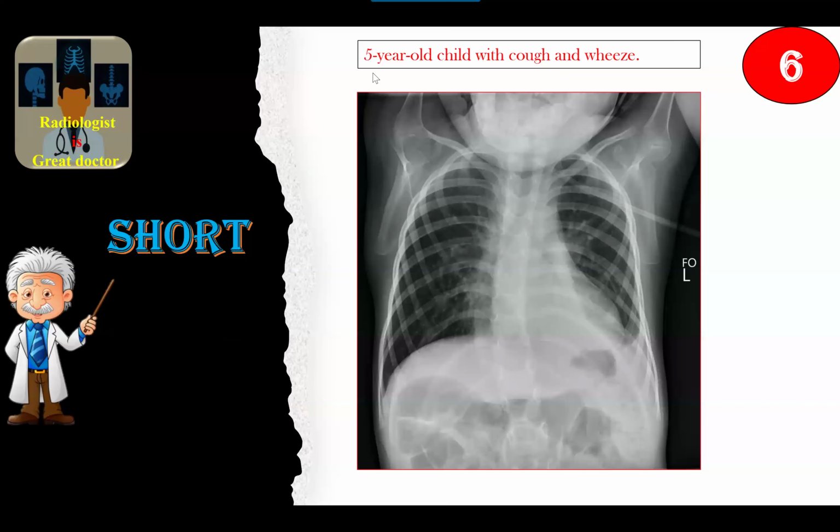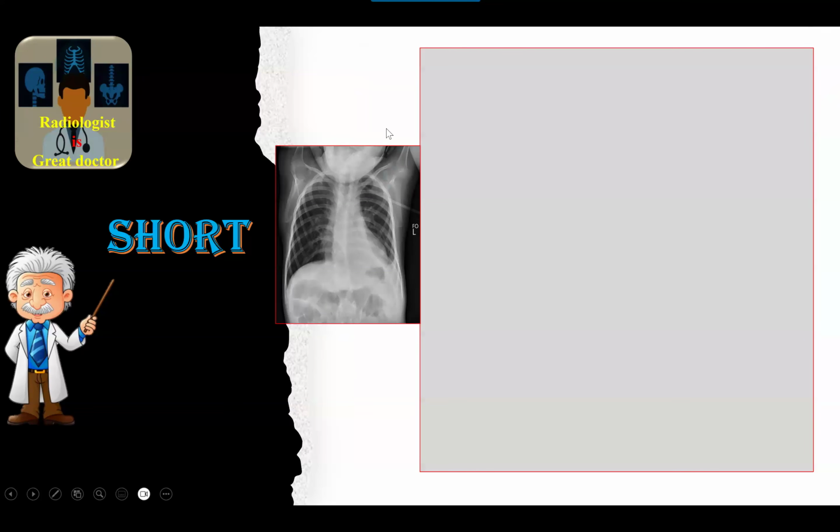From history, 5-year-old child with cough and wheeze. So frontal chest radiograph showing a retrocardiac opacity, which is silhouetting the diaphragm in the left lower lobe. There is also some ill-defined opacity or haziness noted along the right paracardiac border.